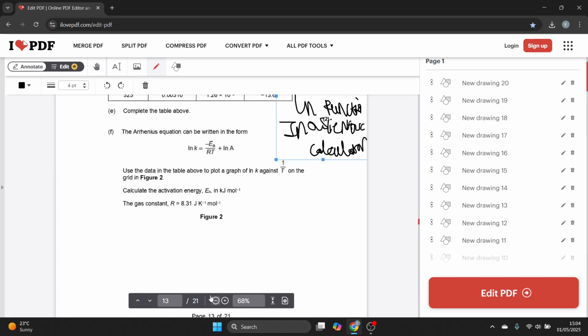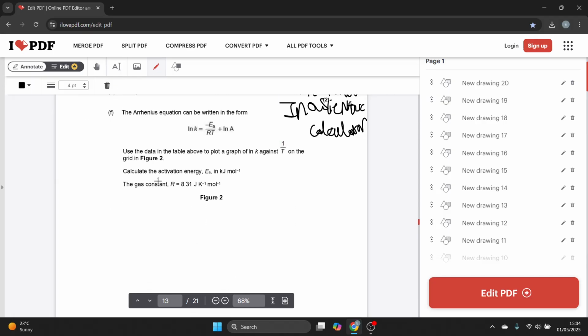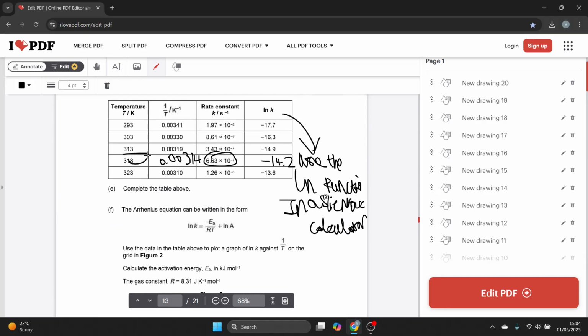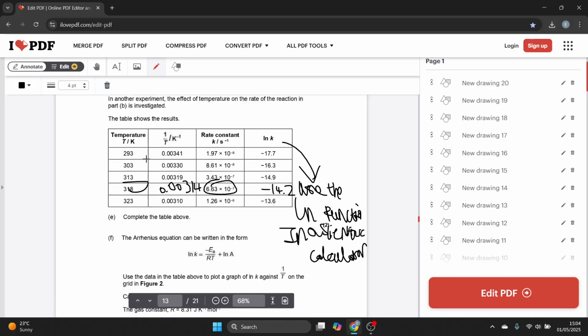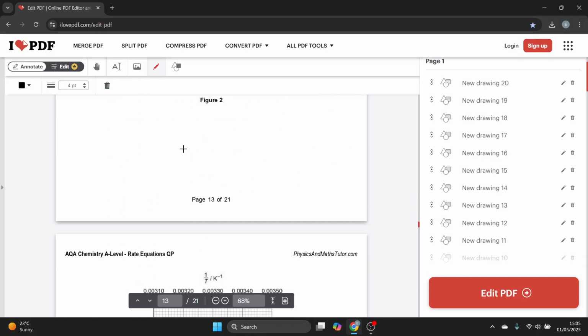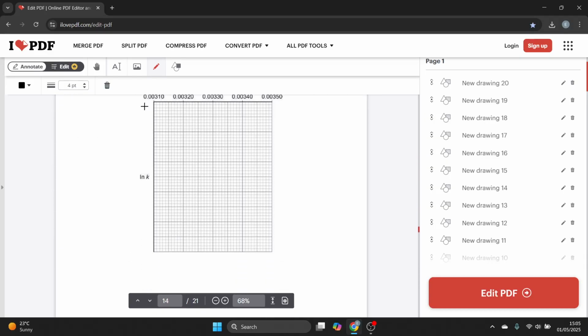Calculate the activation energy in kilojoules per mole. Oh, okay, he wants me to plot a graph and then calculate the activation energy. How would I do that? Well, again, once you plot the graph, I'm just going to copy it straight from the mark scheme, you should get something like this. A straight line, right?